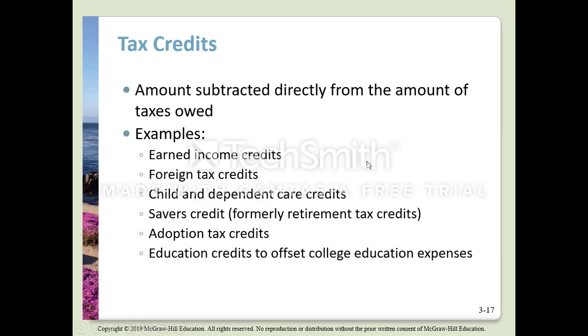There are tax credits that are subtracted from taxes owed. The earned income credit is probably the most popular one, but there's also the child and dependent care credit, and then of course the education credits to offset college education expenses.